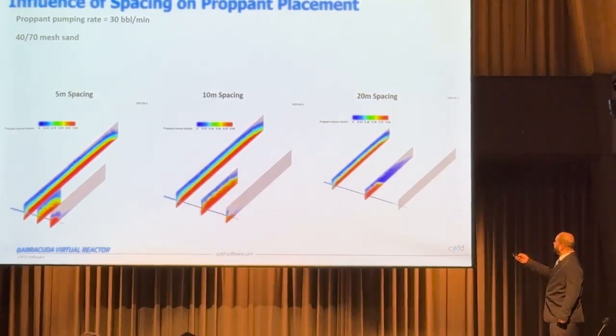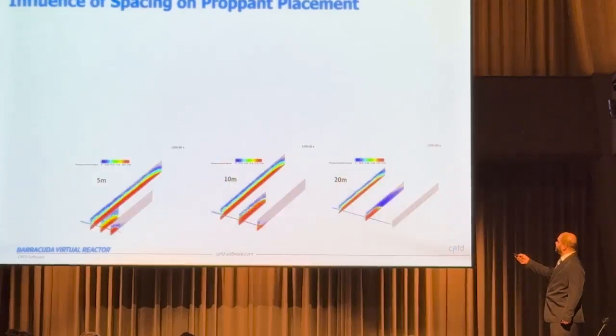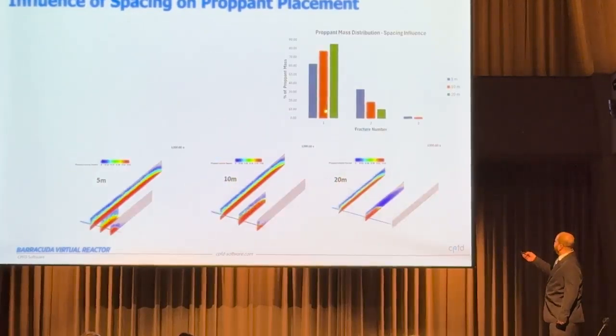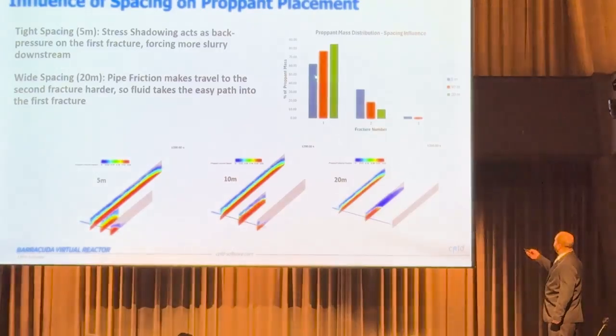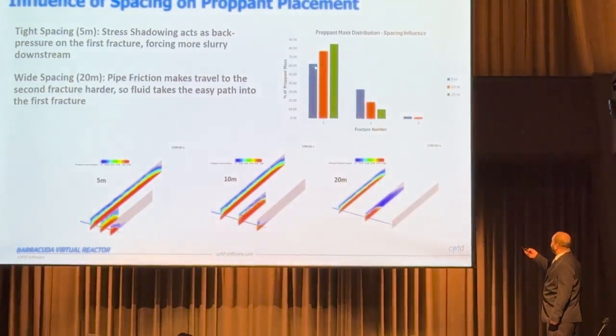The last fracture doesn't get any. What if I increase my flow rate? I go to 45 barrels per minute. Okay, so this is just a measurement of total mass. The same spacings I was showing, at 30 barrels per minute. I'm showing you how much total mass of proppant, or percentage of mass, enters each fracture. So you can see that at 5 meters, 10 meters, 20 meters, as I increase the spacing, more mass goes into the first fracture and little into the third fracture, right? Again, as I said, pipe friction makes it harder to travel.